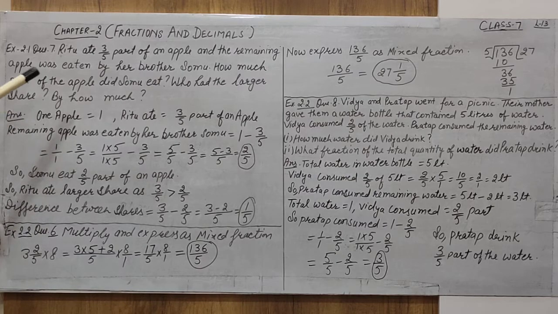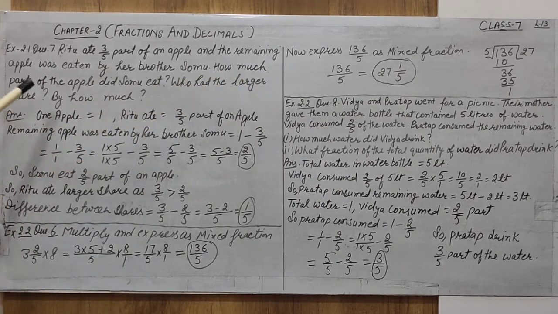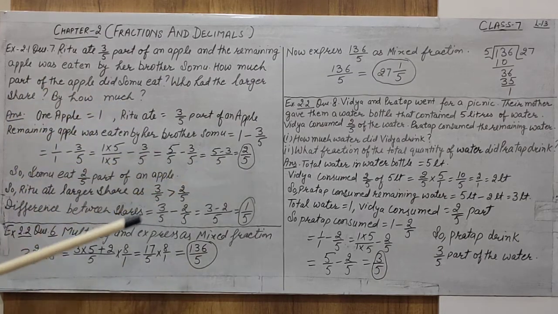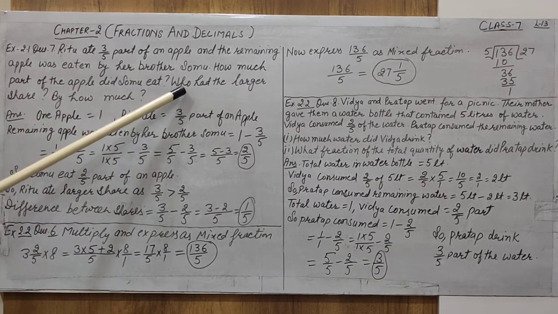Alright, now let us understand the next part. How much part of the apple did Somu eat? That we have already found out, that is 2 by 5. Write down the answer: Somu ate 2 by 5 part of an apple. Next, our next part is, who had the larger share?